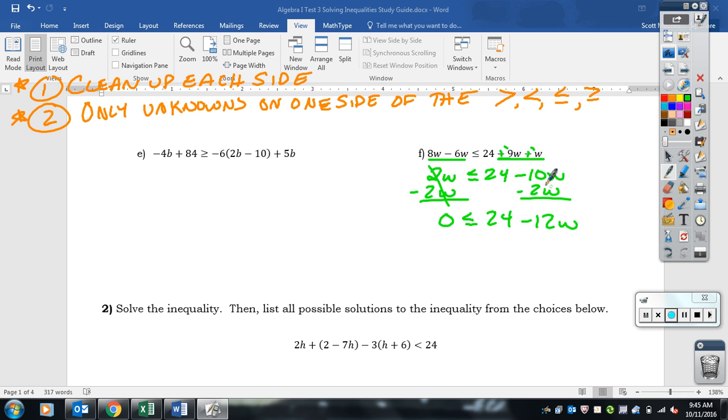Again, that's negative 12. Keep, change is a negative 12w. Sometimes students panic when they see a 0 on one side. Don't panic. That's just a number. 0 is a number. Let's continue solving because now I've done 1 and 2. Unknowns on just one side.